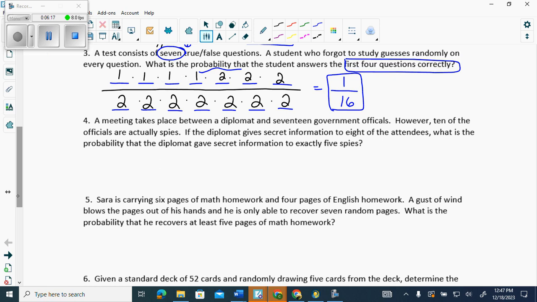All right. A meeting takes place between a diplomat and 17 government officials. So we have a diplomat. However, 10 of the officials are spies. So I'm going to write that over here. 10 spies, which means what? Not specific spies. What does that mean? How many are not spies? 7.